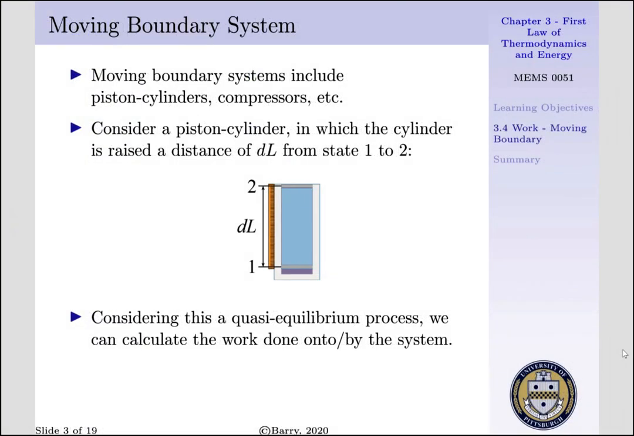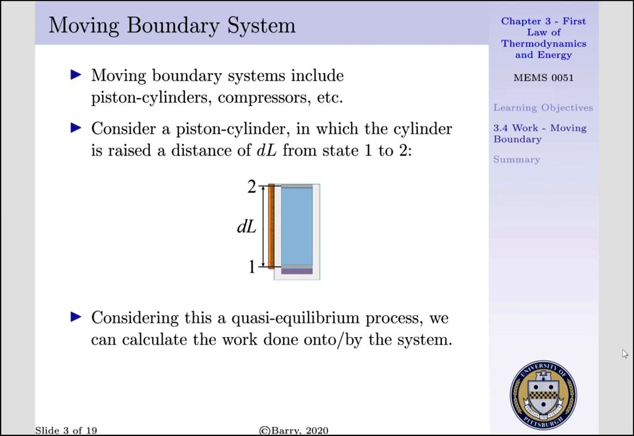Let us begin by considering a moving boundary system. A moving boundary system is where our control surface is able to move, such as a piston cylinder or compressor. Let us consider a piston cylinder below, in which the piston is raised a distance of dl from state 1 to state 2. That is, the volume contained within our piston cylinder is initially V1 and then it increases to V2 as our piston is raised.